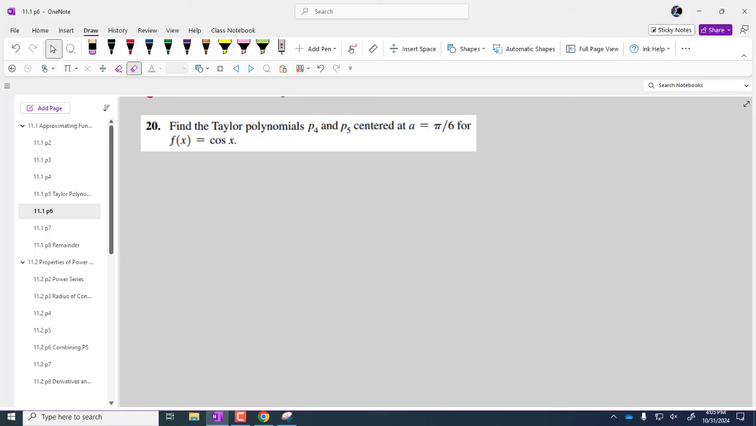Since it's just asking us for P4 and P5, can we just jump straight to the 4th and 5th derivative? No, because P4 and P5 have all those terms, right? So we still have to go one at a time all the way through. What's the derivative of cosine?